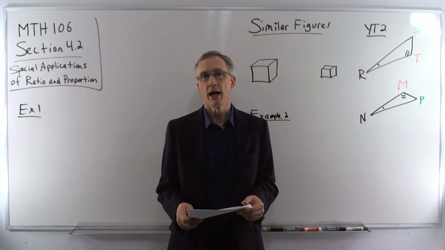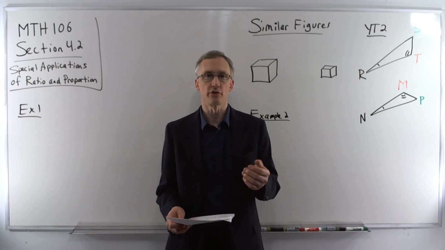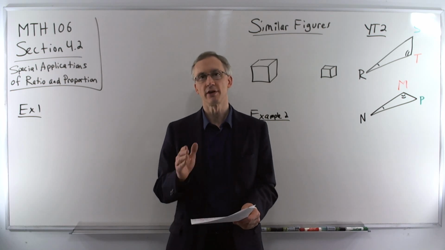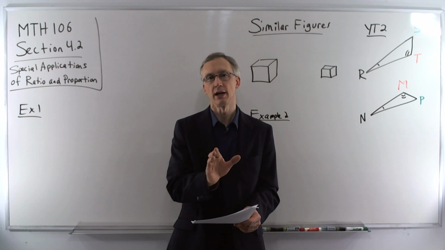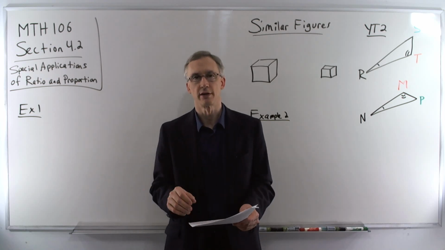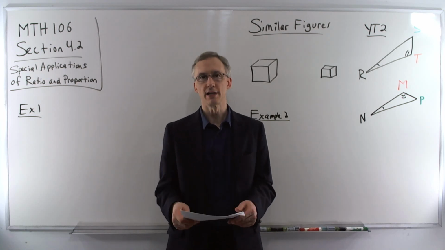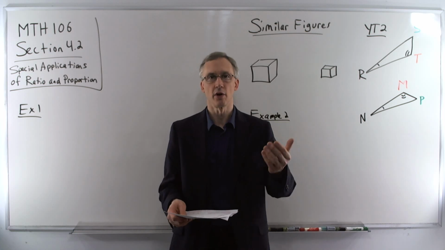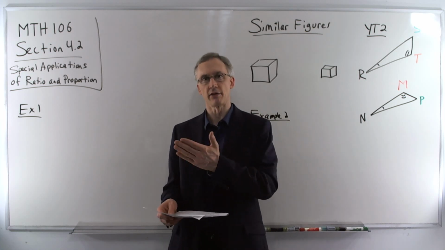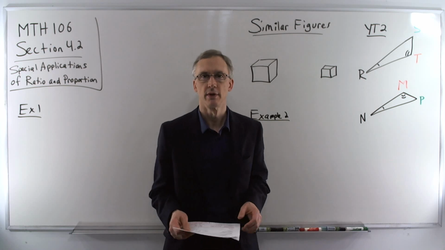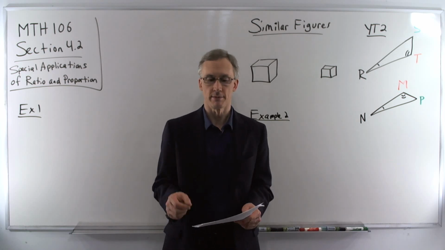We're working on section 4.2 today, special applications of ratio and proportion. So maps and blueprints are scale drawings, which means they're in the same proportion as the actual object. And that means that the ratio of length to width of the scale drawing has to be the same as the ratio of the length to width of the actual object. And we can use this to solve problems.